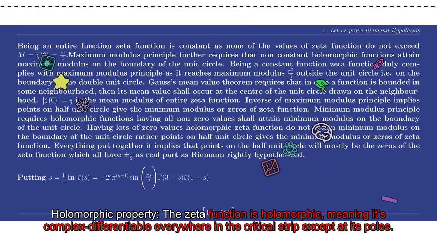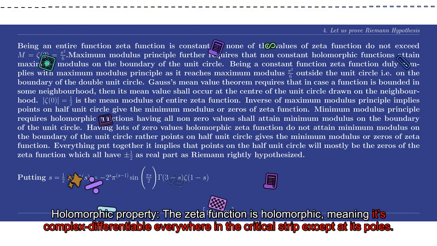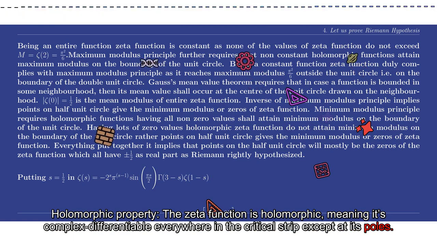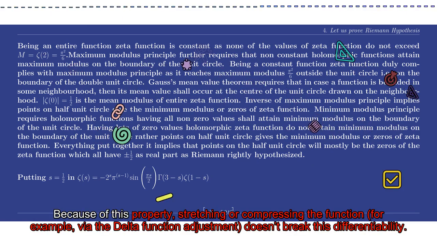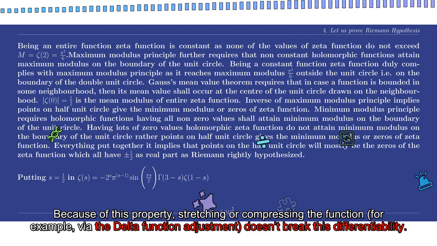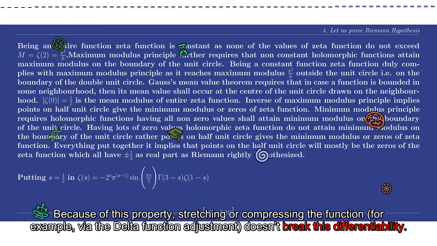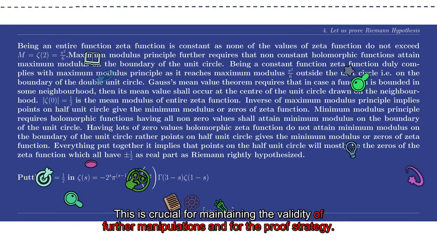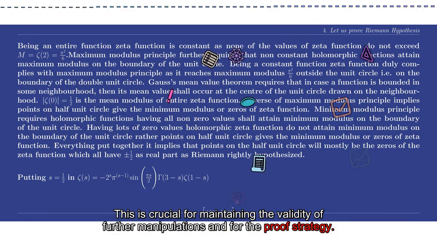Holomorphic property. The zeta function is holomorphic, meaning it's complex differentiable everywhere in the critical strip except at its poles. Because of this property, stretching or compressing the function, for example, via the delta function adjustment, doesn't break this differentiability. This is crucial for maintaining the validity of further manipulations and for the proof strategy.